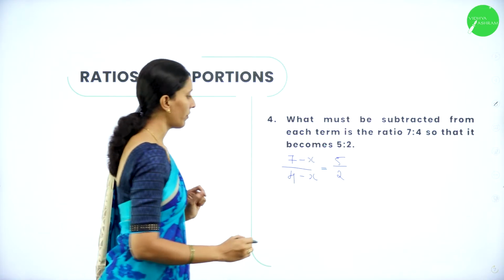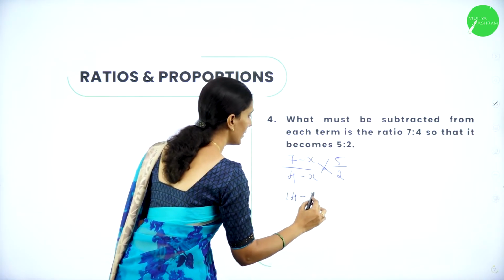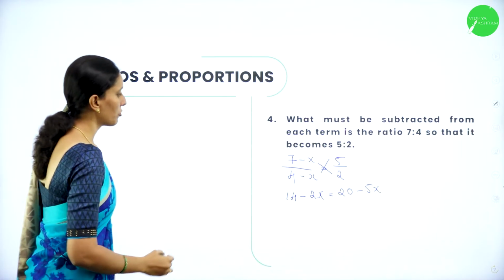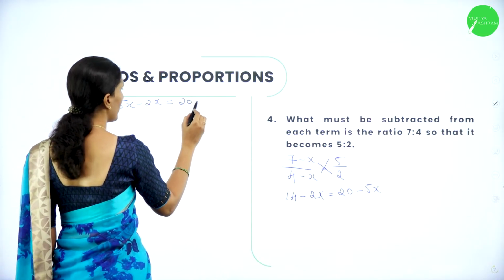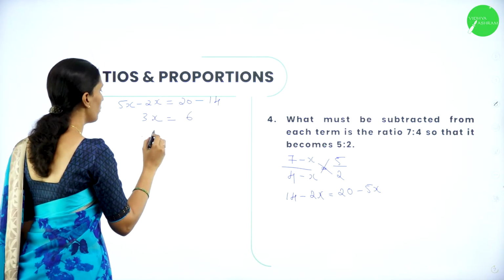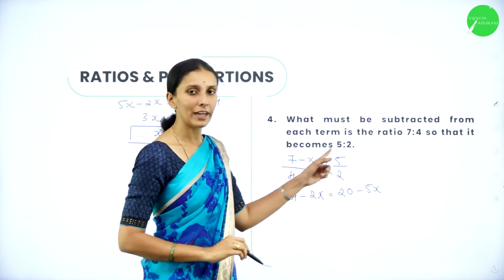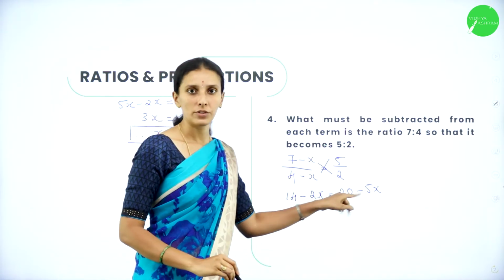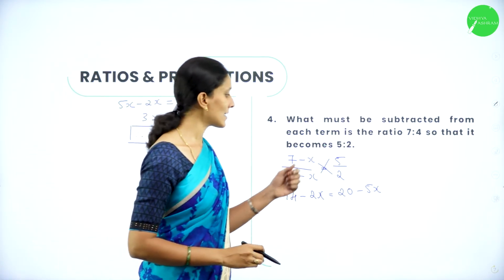Now let me find the value of x by cross multiplication. So when you multiply, you will get 7 2s are 14 minus 2x is equal to 20 minus 5x. When you shift the constants and variables, you will get 5x minus 2x is equal to 20 minus 14, which is 3x is equal to 6. So therefore you will get x is equal to 2. So when you subtract 2 from the given ratio, you will get 5 is to 2. You can verify: 7 minus 2 is 5, 4 minus 2 is 2. So when you subtract with x is equal to 2, you will get the new ratio as 5 is to 2.